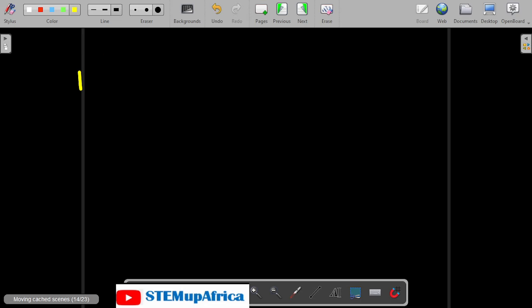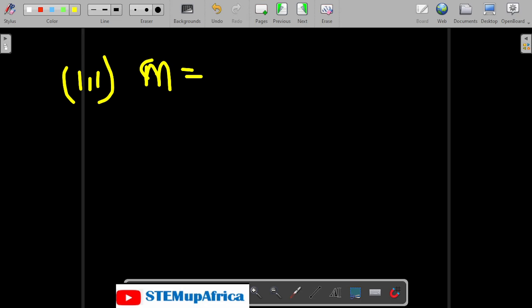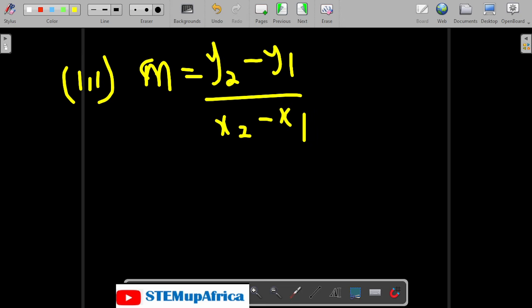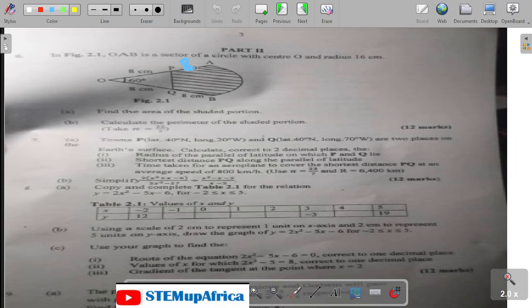Roman figure 3, the gradient, which is m, is written as y2 minus y1 over x2 minus x1. So you should be able to estimate this from the graph or your own. Okay, that's the solution to question 8. Let's look at question 9.